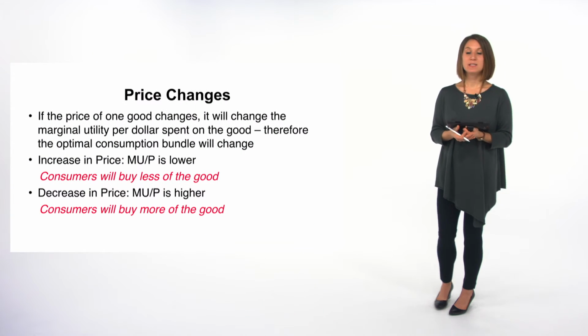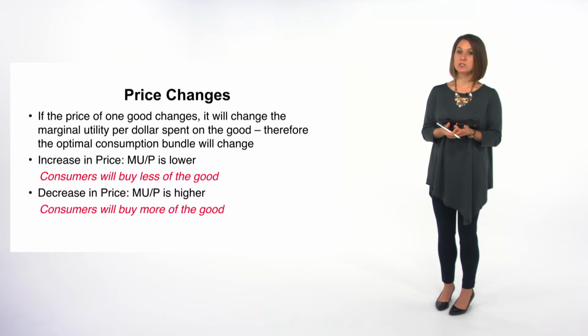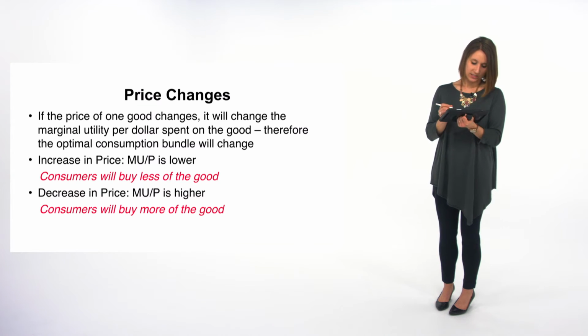Now, what happens if the price of the good changes? Let's assume that the price of pizza goes down. So what's going to happen then? Well, marginal utility for each dollar that we spend on pizza has now changed. So when that happens, this is going to reflect a new optimal consumption bundle.